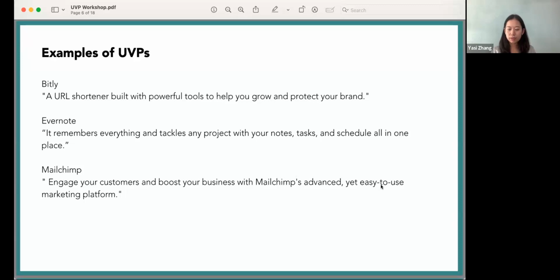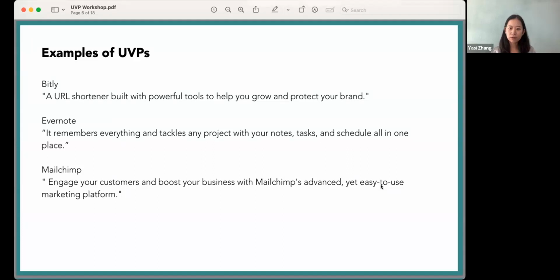So this sentence is very easy to understand. And after reading it, you know, oh, it is a URL shortener. And they also have a lot of tools inside. And what are the benefits and results you will get as a customer of using it? You can grow and protect your brand, right?